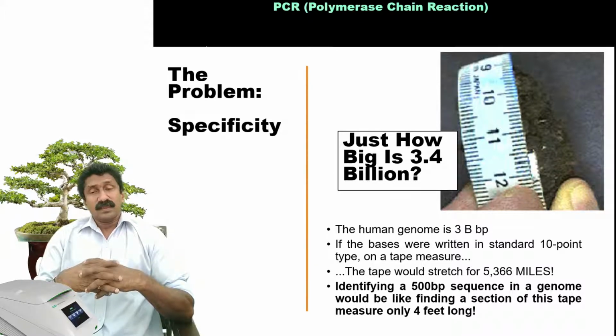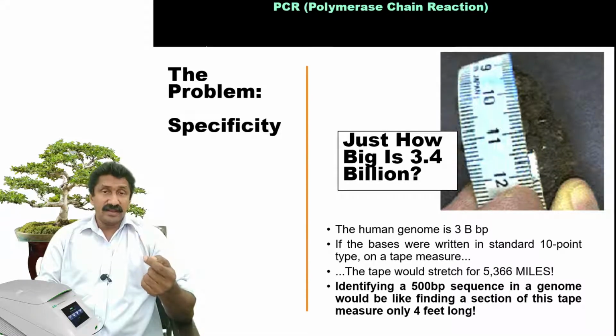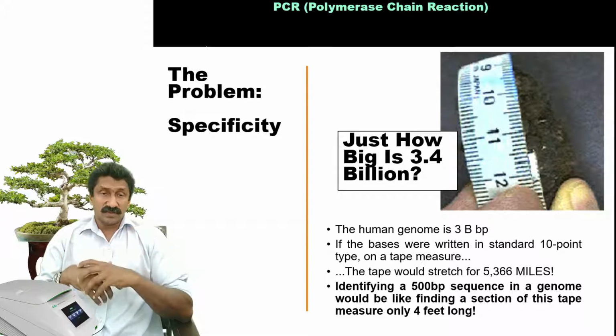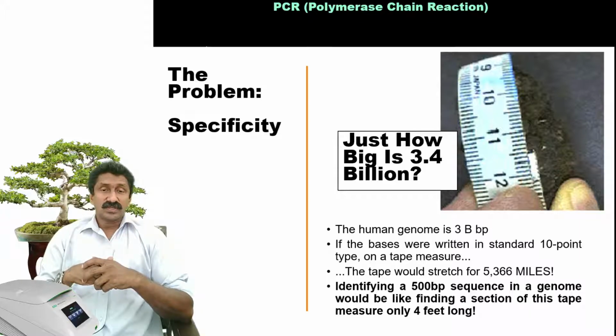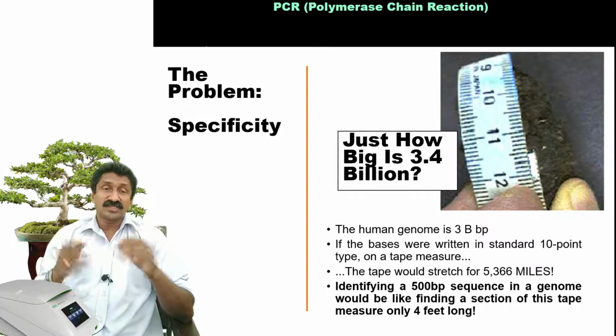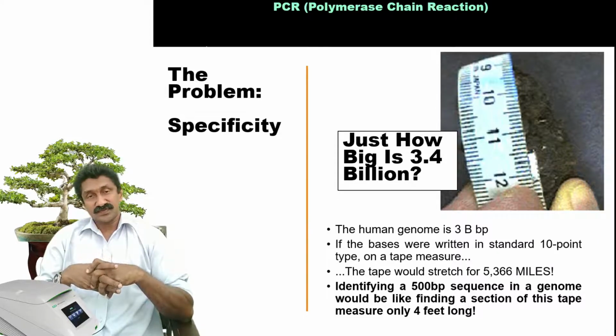Take the example. If the bases were written in a standard 10-point scale, in which a division in the scale represents 1 mm, you know that. So if you are using such a scale in which each division represents a base pair, and you are writing all the base pairs in each and every division of the mm scale, that will require about 5,366 miles length for writing all the 3 billion base pairs.